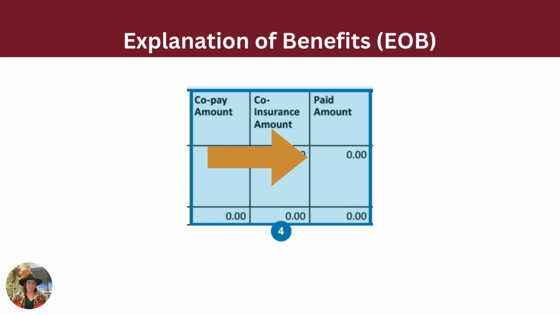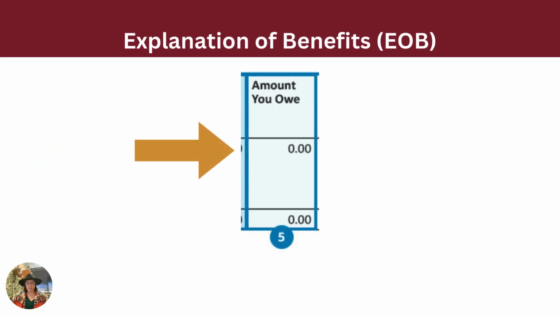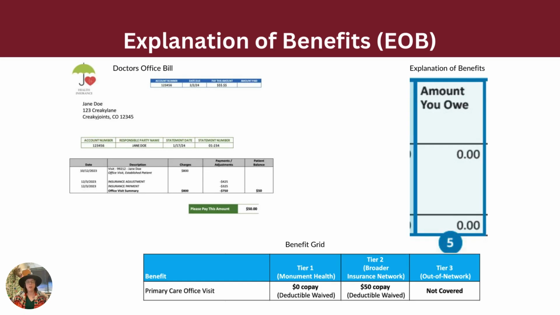The amount paid section is what the insurance has paid the provider for the office visit. This is the amount that is the insurance portion of the bill or the portion of the coinsurance. The most important part on the EOB to look at is the amount that you owe. This can also be phrased as the amount you may owe, depending on your plan. When you get a bill from a provider, the amount charged to you should match this number from the EOB, which should also match the benefit amount on your benefit grid.